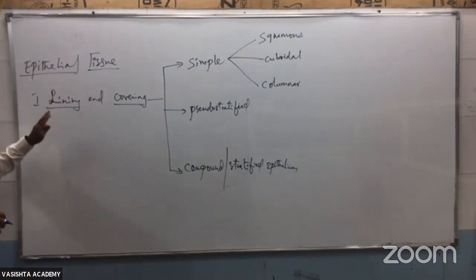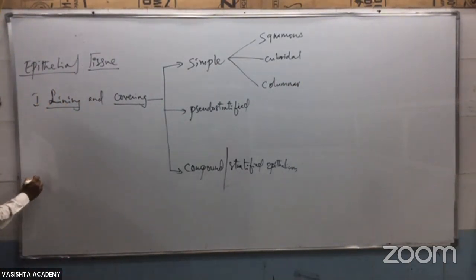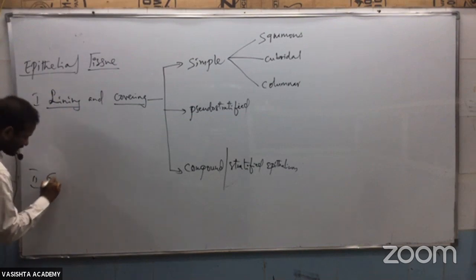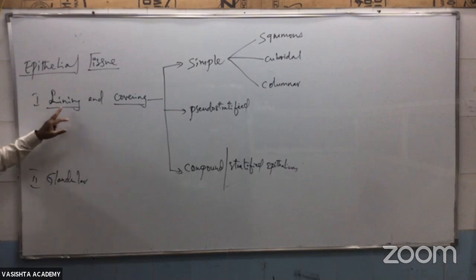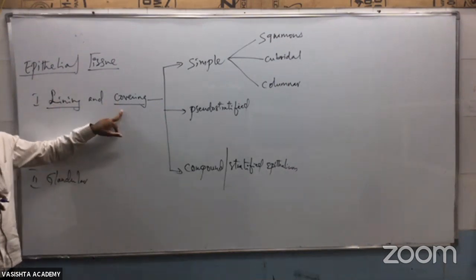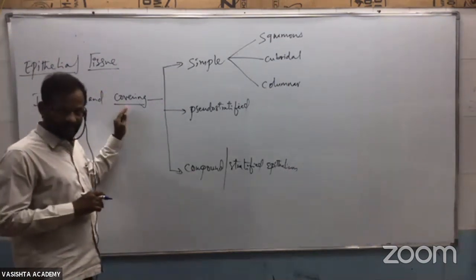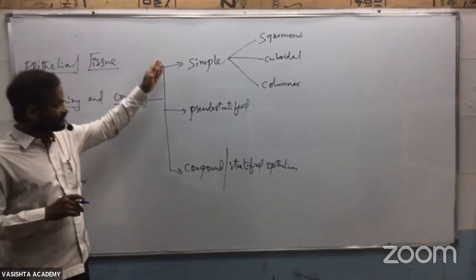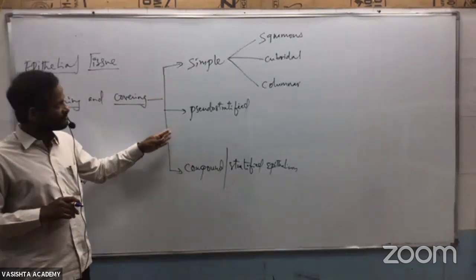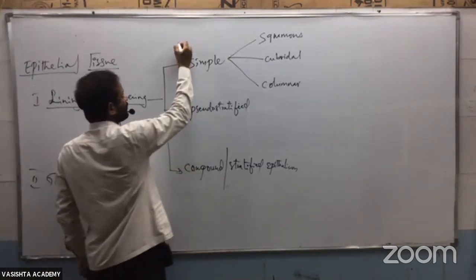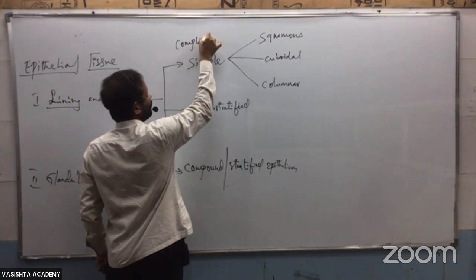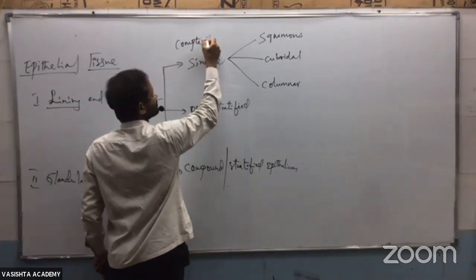So from the beginning, in the broad classification, epithelial tissues are of two types. One is lining and covering, and the other is glandular. Now we are focusing only on lining and covering. That lining and covering epithelial tissues are of three types based upon the complexity. So this division into three types depends upon complexity.